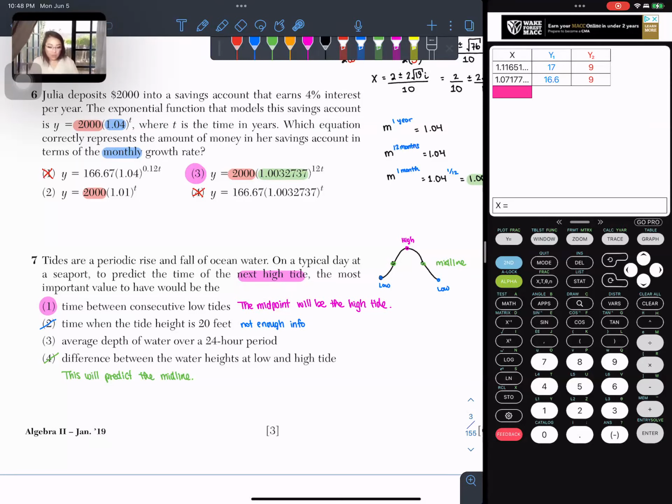Number 2, when the height is 20, I don't know, because yeah, it's 20, but I don't know what part is this 20? Is it this? I don't know where it is on the graph, so it's not enough information.